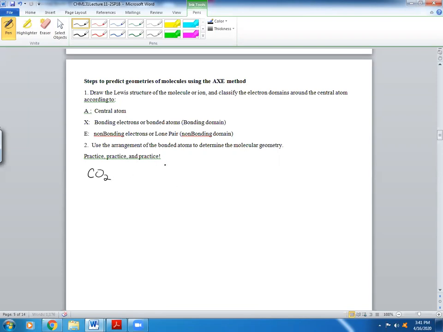Now we drew CO2 before, but you know, carbon has 4 valence electrons and you have 2 oxygens, 6 and 6. That gives you 16. Carbon is central. Oxygen's on the outside. You have to give the outside atoms the octets.